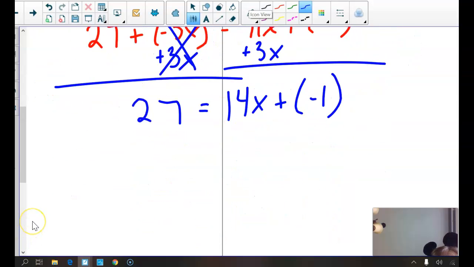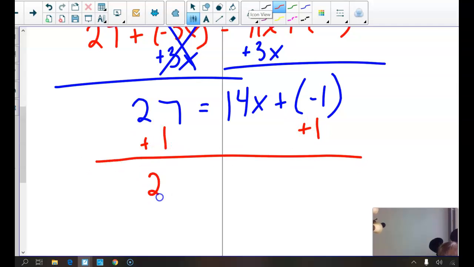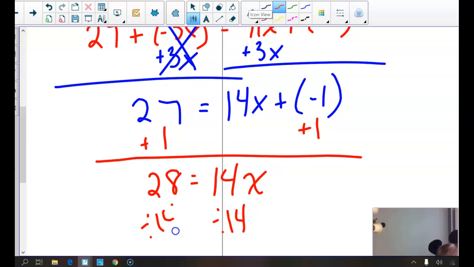All right, now it looks a little more familiar to you. Go ahead and add 1 to each side. 28 equals 14x. Divide by 14, divide by 14. You're going to get x equals 2.